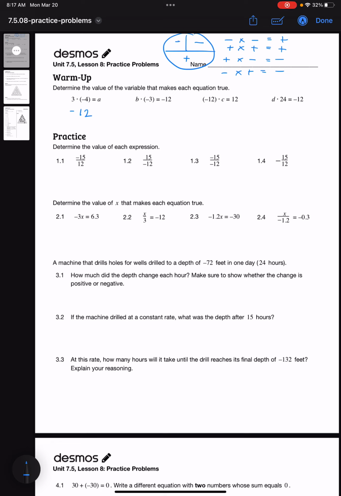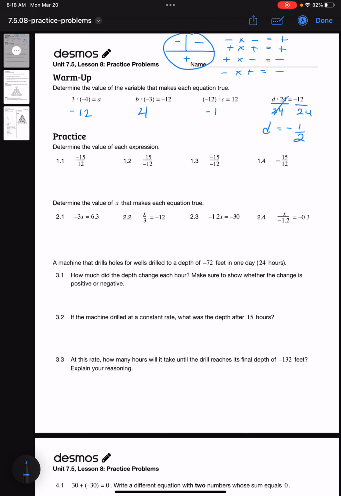Something times negative 3 equals negative 12, so that would be positive 4. Negative 12 times something equals positive 12, which would give me negative 1. And something times 24 equals negative 12. Let's say you didn't know how to do this one in your head. Remember inverse operations. I could divide each side by 24. This would cancel out, so D would be equal to negative 1/2 once I've simplified it.